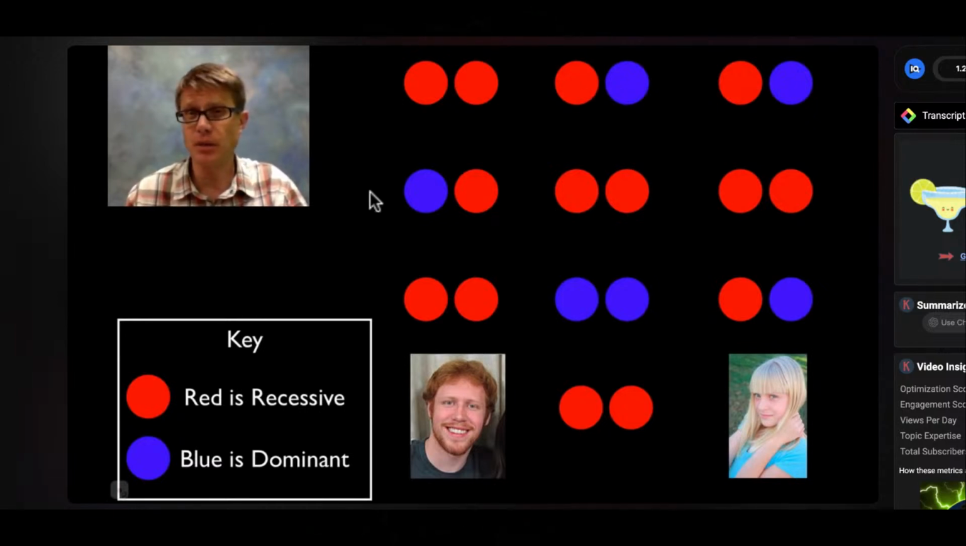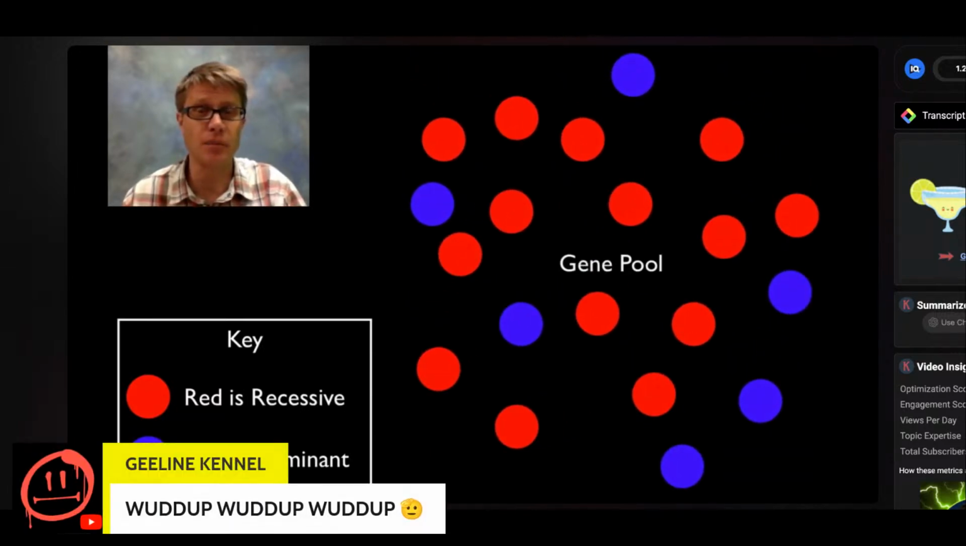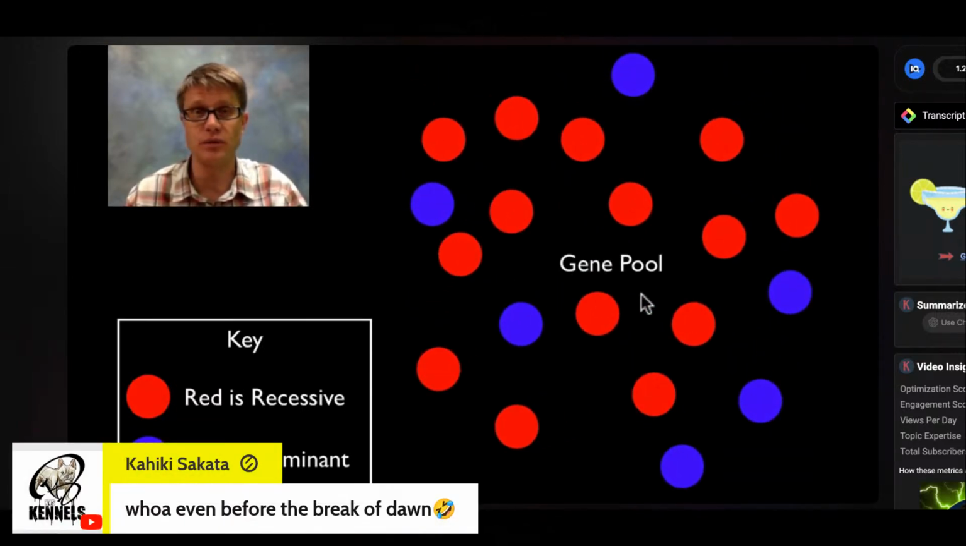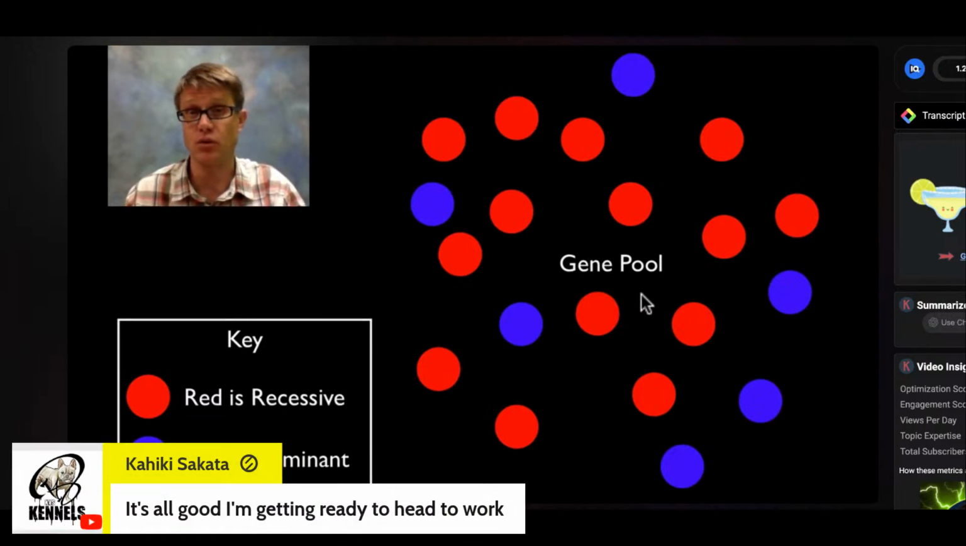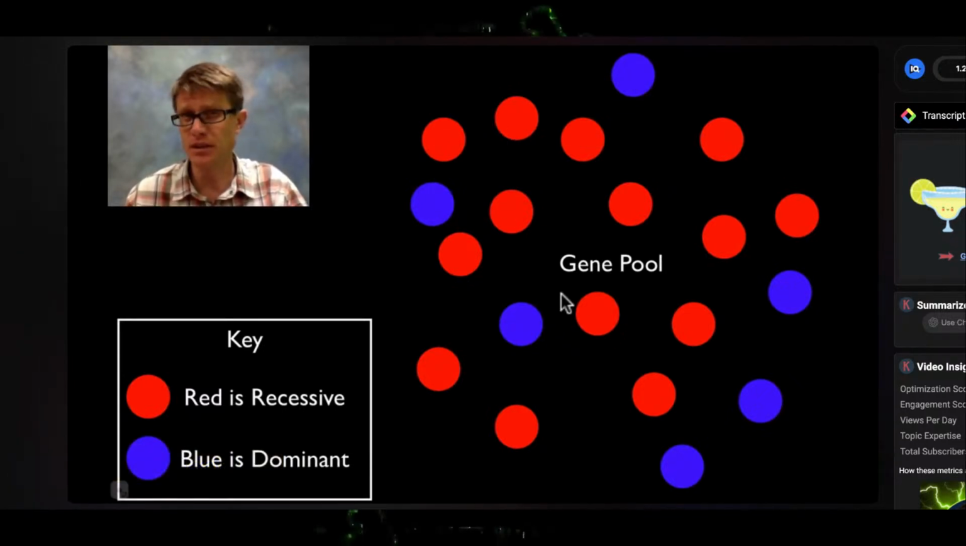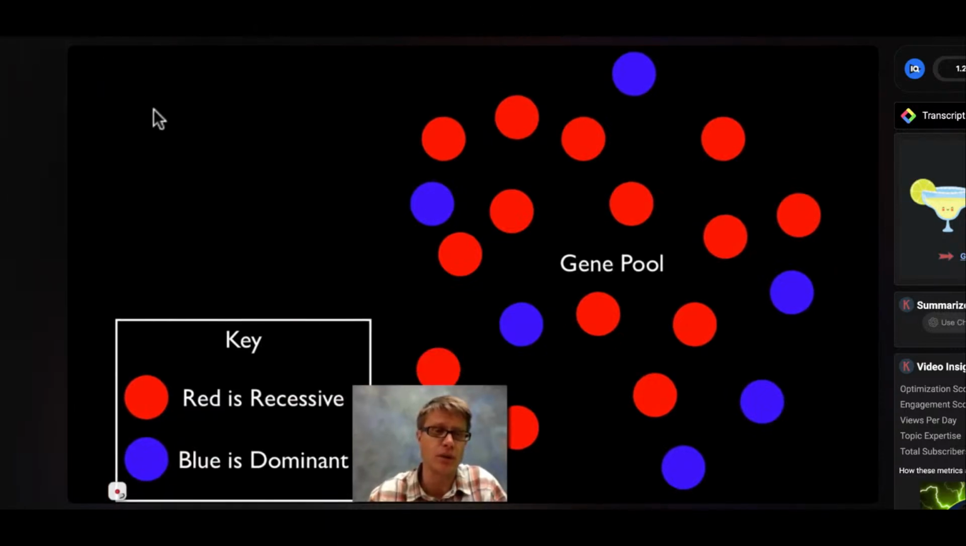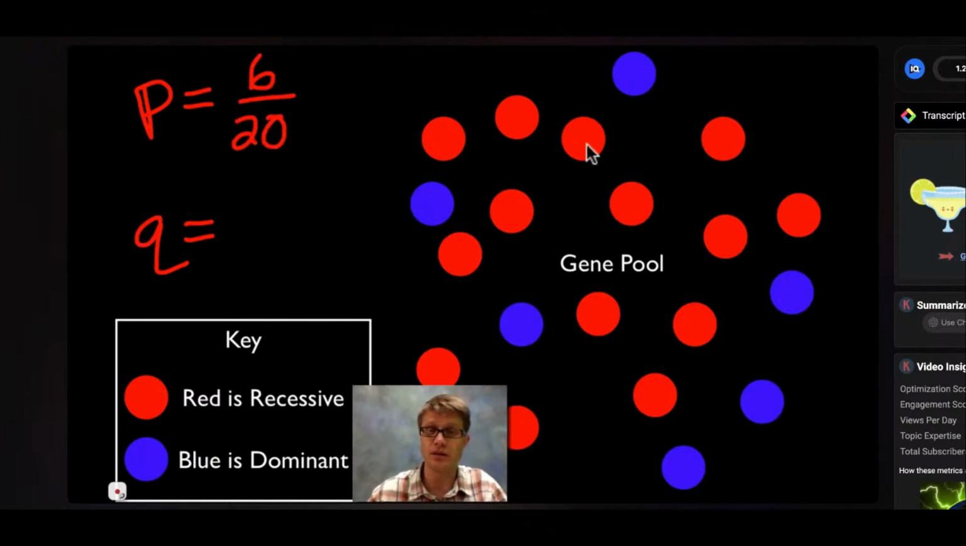But if I take all those genes in a population and scramble them up and put them in a pool, then it becomes a gene pool. Now they're not associated with one individual anymore. And so basically, this is a gene pool. And so there are 2 values that I want to throw out. The first one is P, and the second one is Q. P is going to be the allele frequency of the dominant trait. Okay, so what's the dominant trait? That's going to be this non-red. And so I'm going to say 1, 2, 3, 4, 5, 6. There's 6 of them. And there are 20 total alleles here. There are 20 total genes. And so our P value would be 0.3.